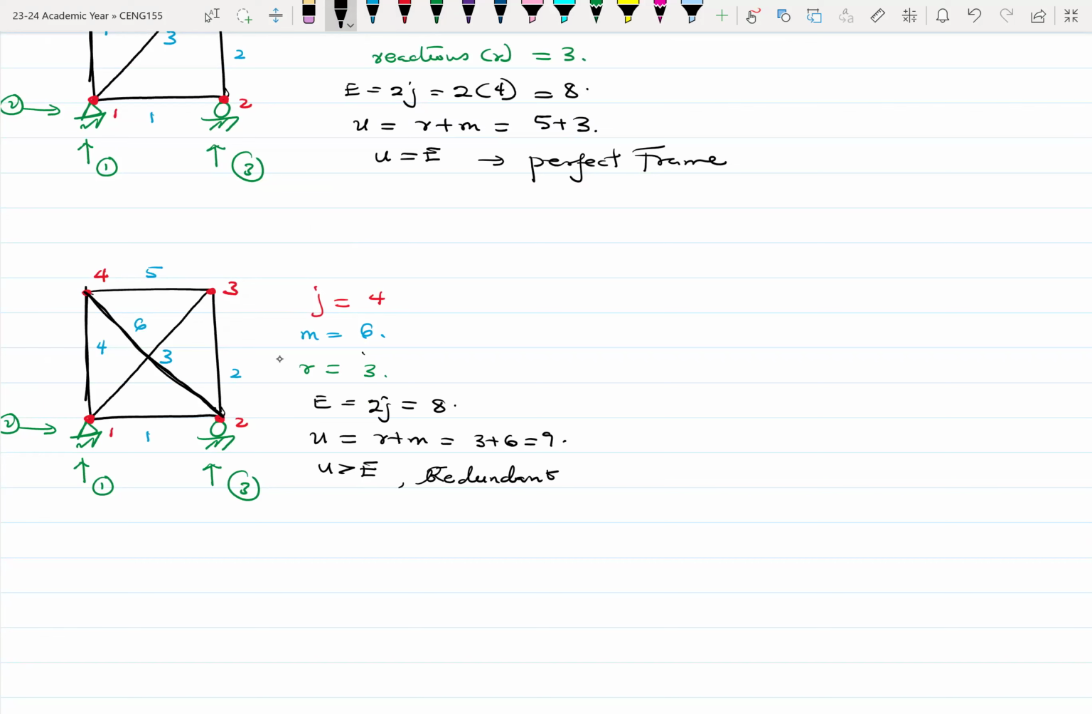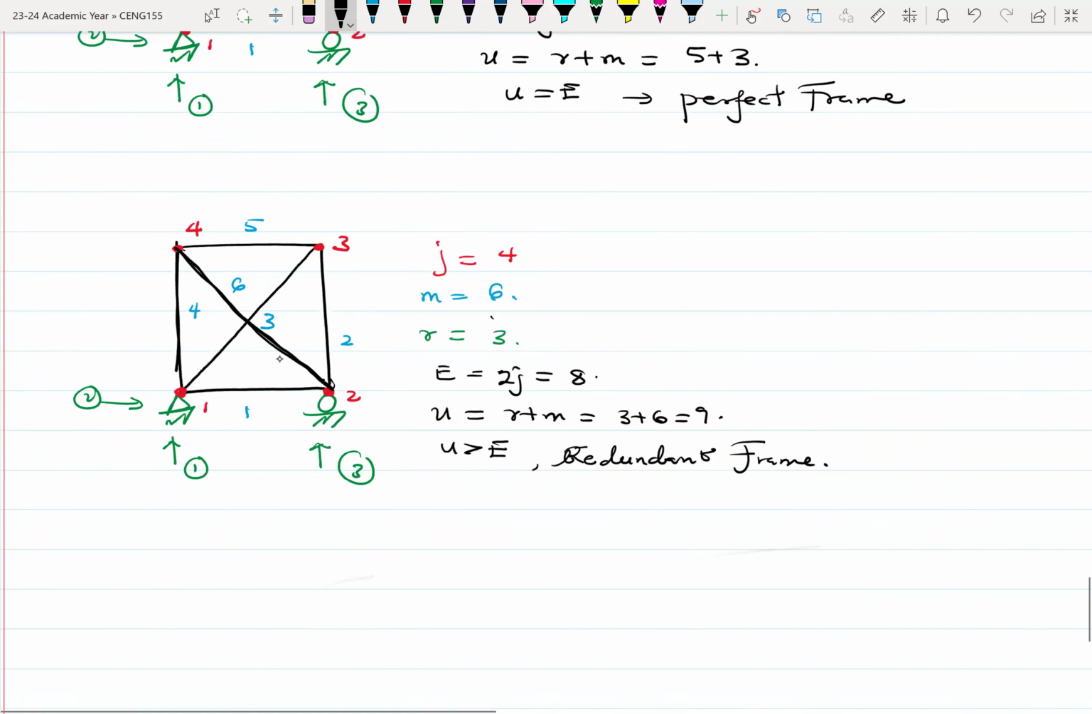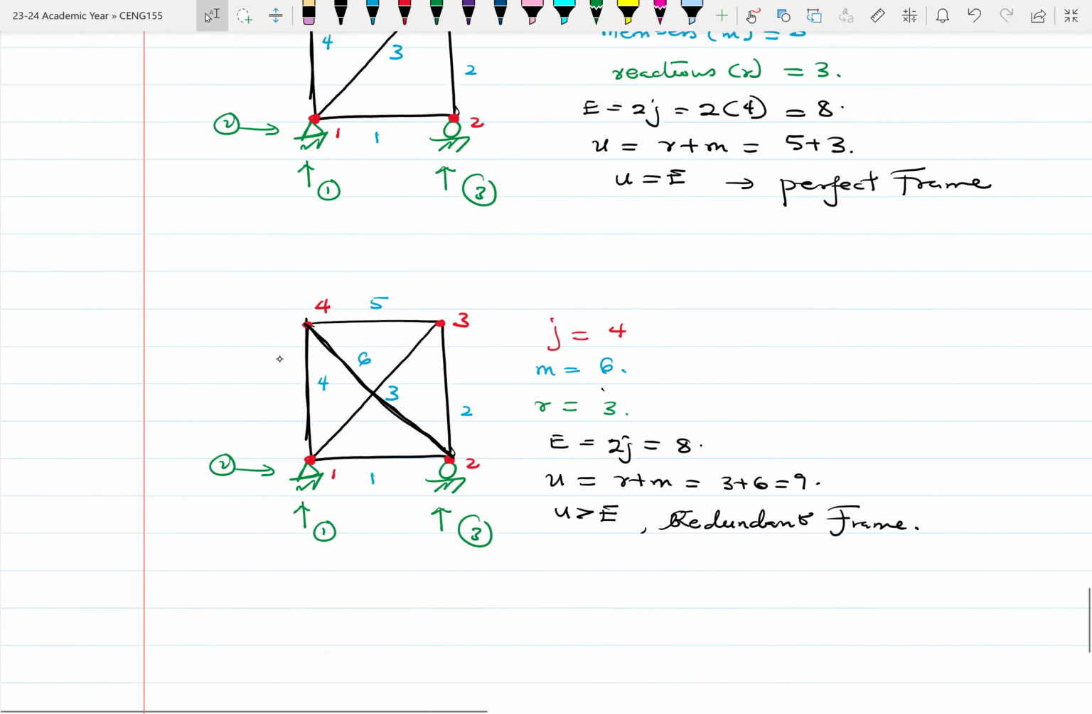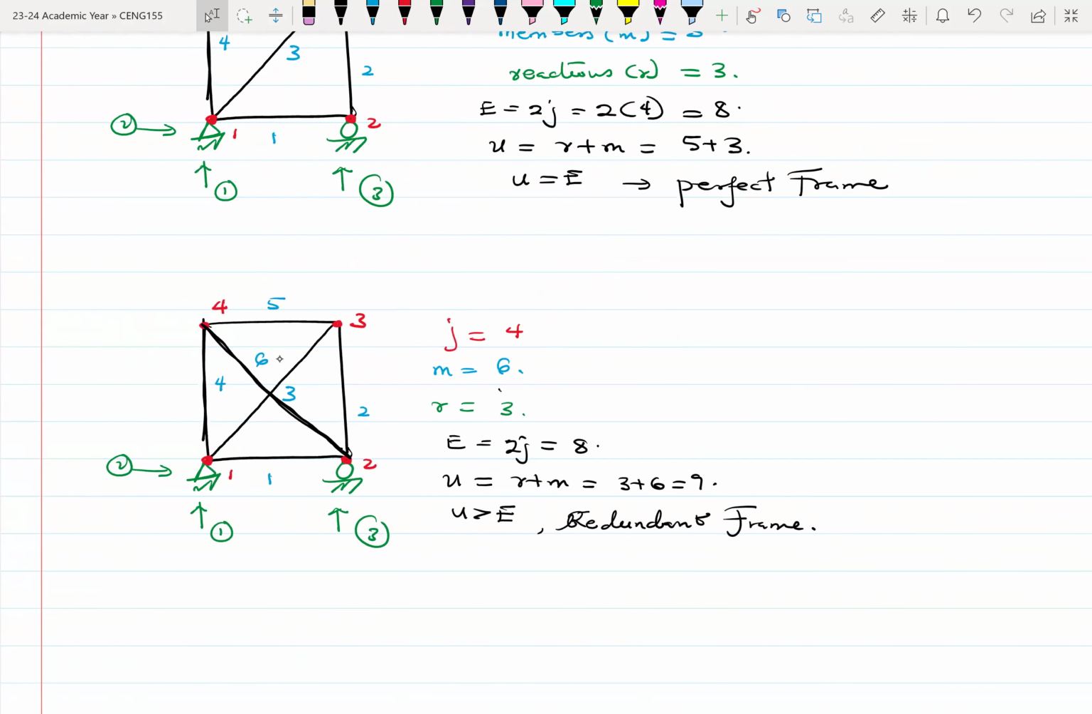A redundant frame. Okay. What this simply means is that you don't necessarily need that extra member, right? Member 6 is not needed. The frame can work as we've seen with the above perfect frame. The frame can still work.